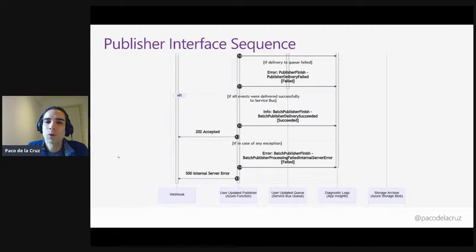Once all the events were delivered successfully to Service Bus, we finish the batch publisher span with a succeeded status, and we return 202 Accepted. In case there were any exceptions in the process, we capture the batch publisher finish checkpoint with a failed status, and we return 500 internal server error. So I'm hoping this is making sense.